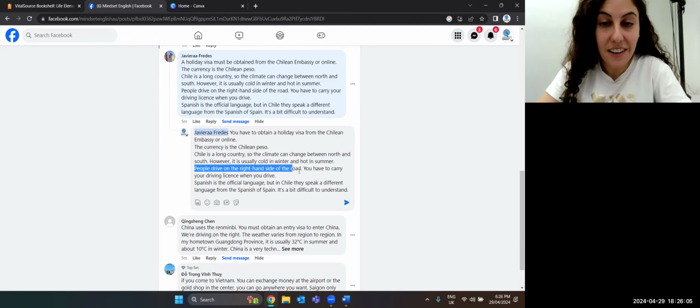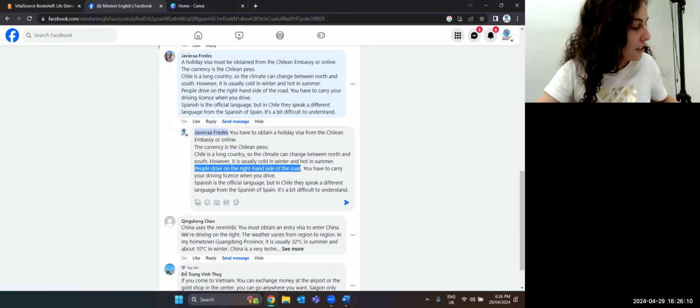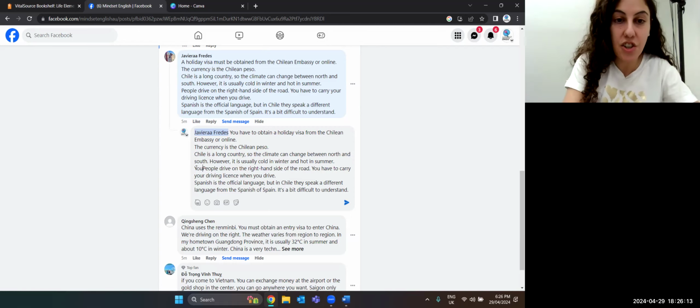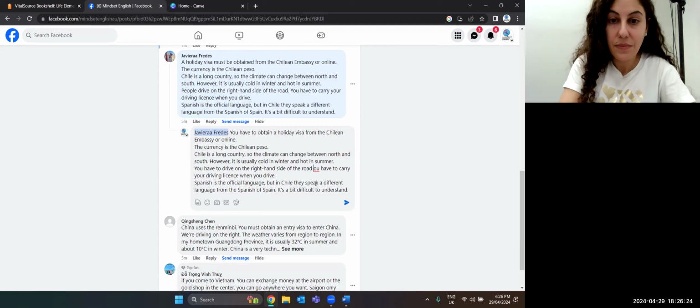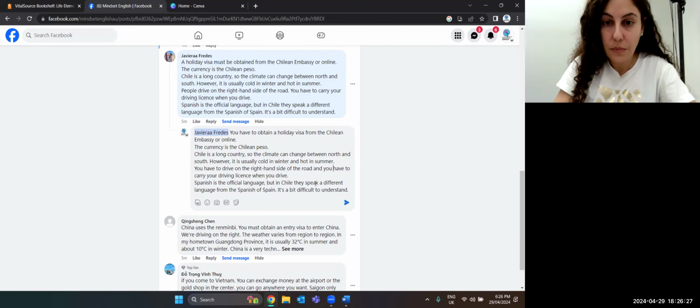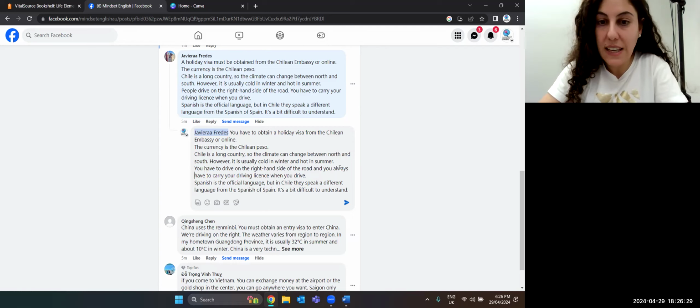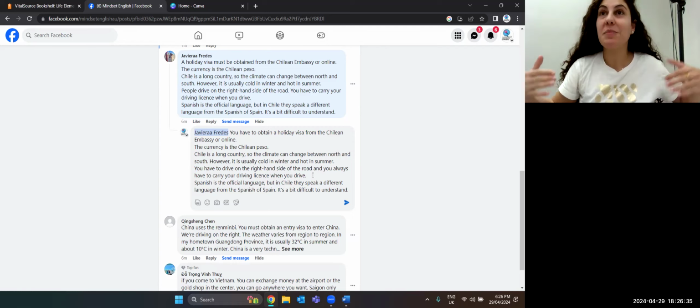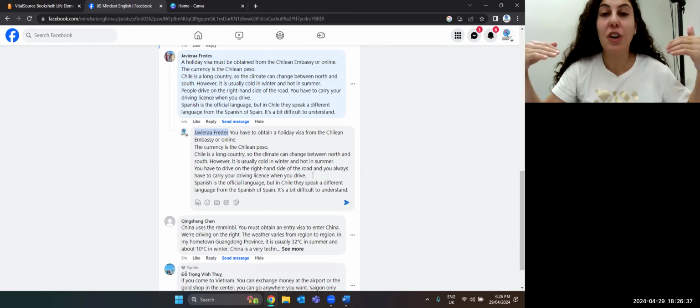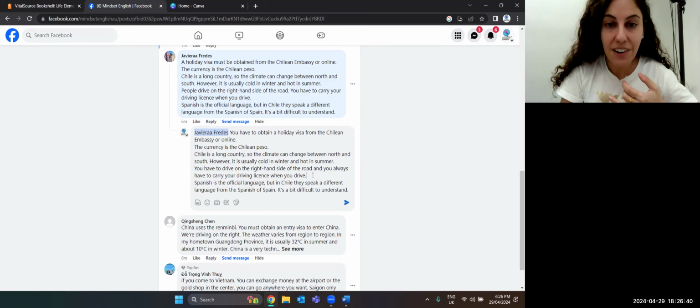People drive on the right-hand side of the road. Okay, so you have to drive. I know the question asked us like this, but I'm just going to change it. You have to drive on the right-hand side of the road. You have to carry your driver's license. Good. And I might again use the same as Eloise, and you always have to carry your driver's license when you drive. Good. So we're just changing it more to make sure we can practice telling people what you have to do. So I have to drive on the right-hand side, and I have to carry my driver's license.